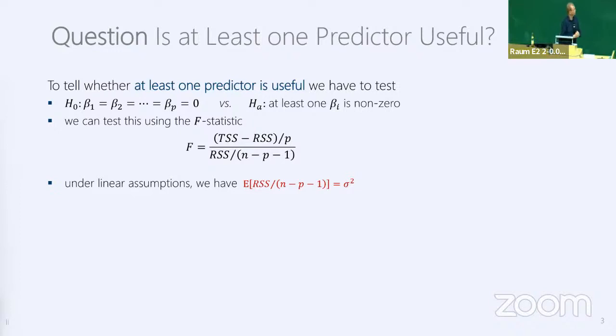Now, if we plug in the assumption that we make, and we still live in linear land, then on expectation, RSS over number of parameters, well, that's just going to be the variance squared. This is standard plugging stuff in. Okay, well, if that is true, and it is, then what would be the case if our null hypothesis is true?